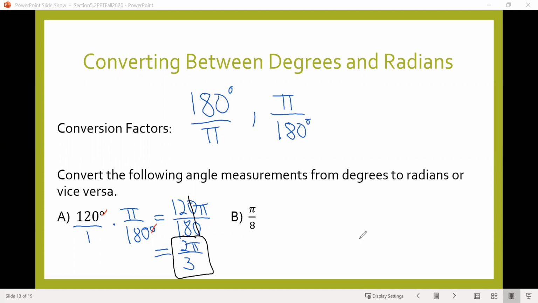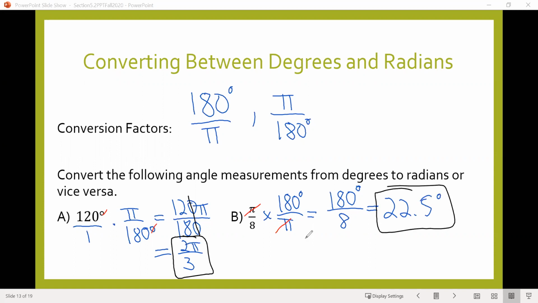In this case, we'll use our other conversion factor, the 180 degrees over pi. And notice one nice thing that does, first of all, is cancel out the pi's. And then we still have the degrees, so that's good because it'll give us the answer in degrees. So we'll have 180 degrees over 8, which we can reduce, or in this case divide, since I think this will come out kind of nice. And we end up with 22.5 degrees. Okay, so you see pi over 8, that's the same as 22.5 degrees.